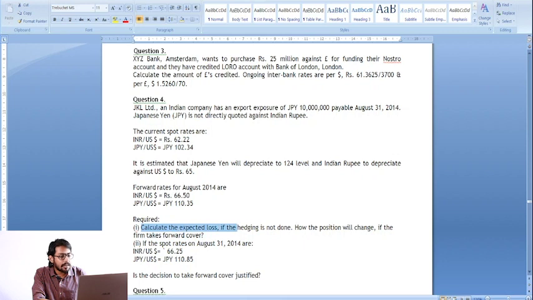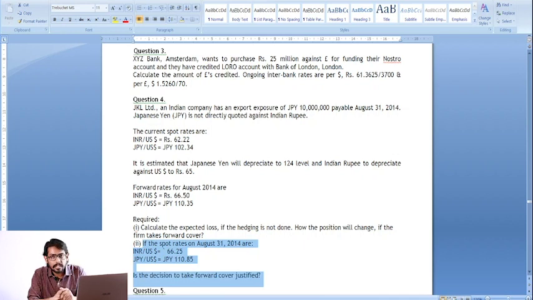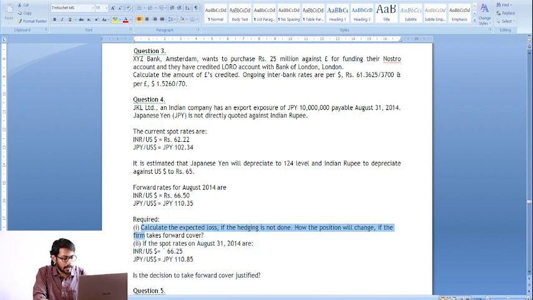Calculate the expected loss if hedging is not done. How the position will change if the firm takes forward cover. Part 2. If the actual spot rates on 31st August are so and so, is the decision to take forward cover justified? So, first let us take part 1. Calculate the expected loss.